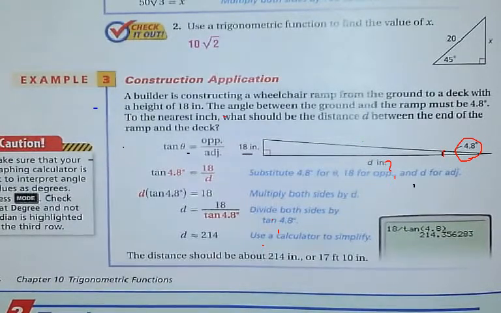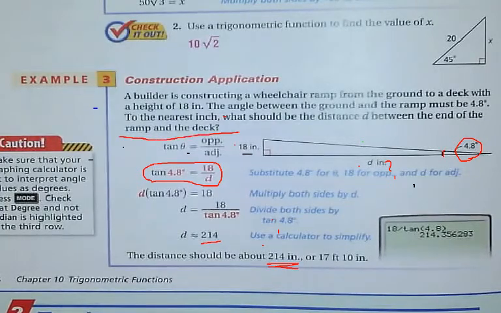He knows its tangent because it's opposite and adjacent. And so the tangent of 4.8 equals 18 divided by d. So we cross multiply. Then we get 18 equals d times that. Then I have to divide by the tangent. We just did that. And look what it comes out to be. The distance is 214 inches, right? It's the same deal.